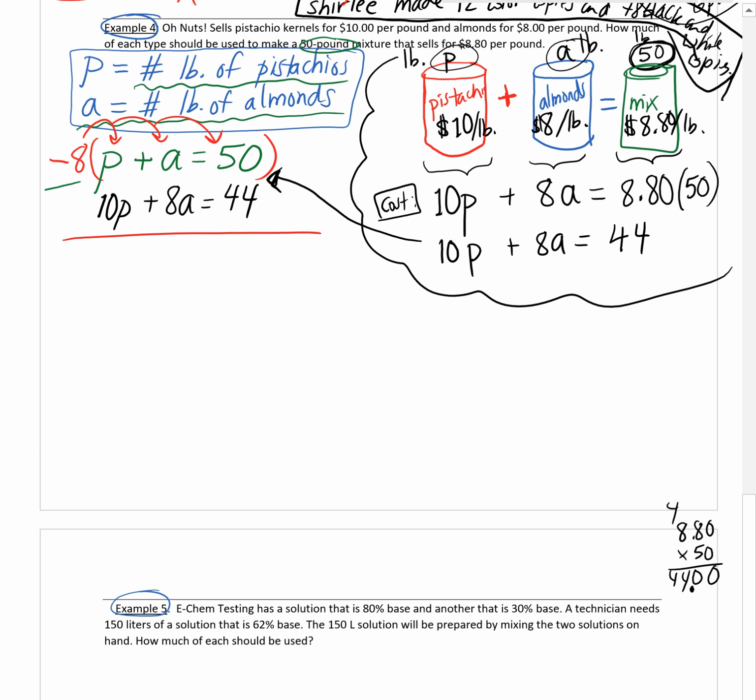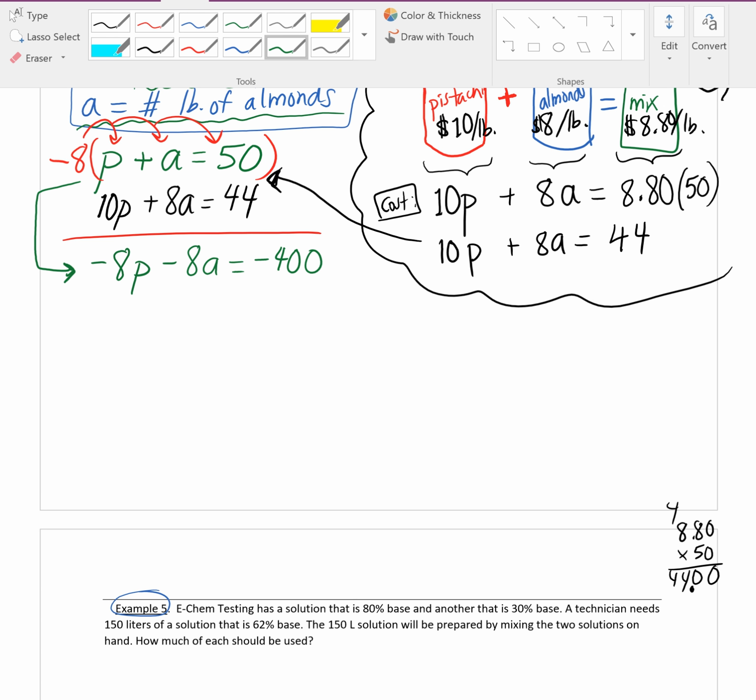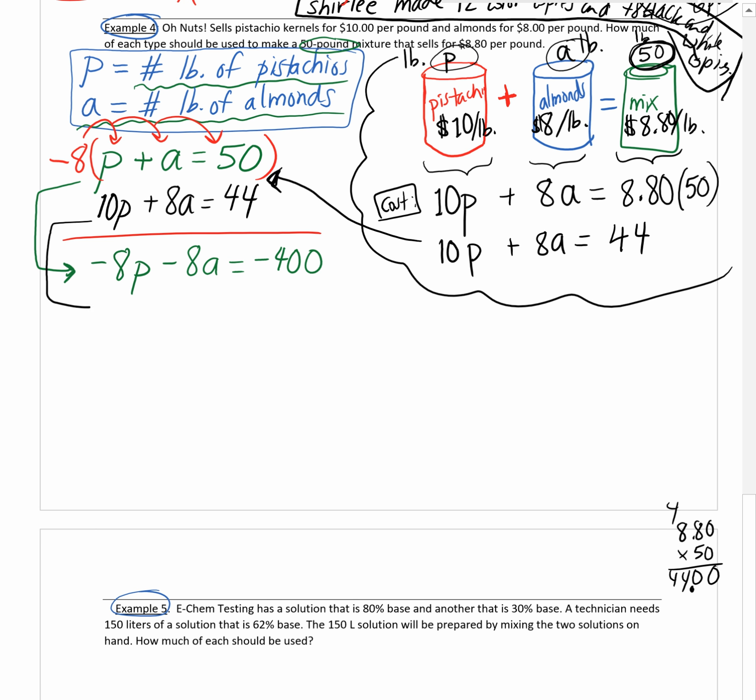All right, we're getting the hang of this, I think. Let me rewrite the top one, distributing the -8. -8 times P, got that. -8 times A, got that. -8 times 50 is -400. Okay, let me bring down the bottom one. And the second one we don't need to do anything to, it's perfect. Wait, is that right? -400. Yeah, okay. And let me bring down the second one. 10P plus 8A is 44.